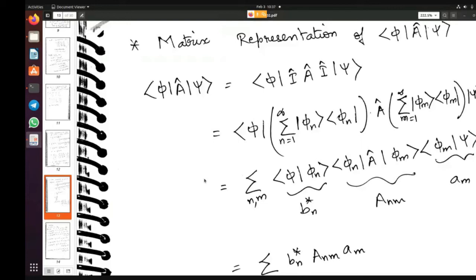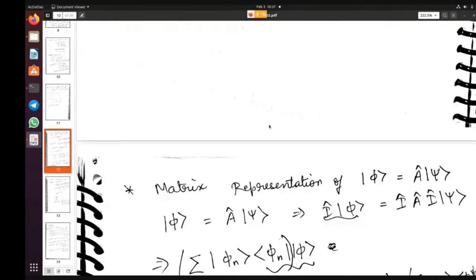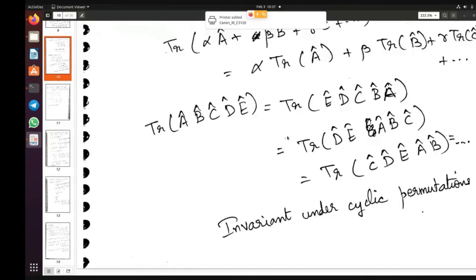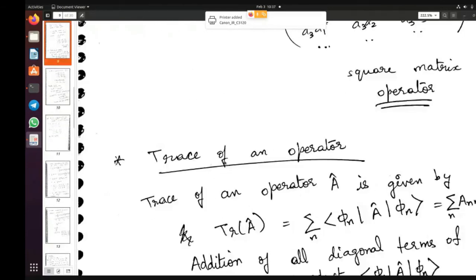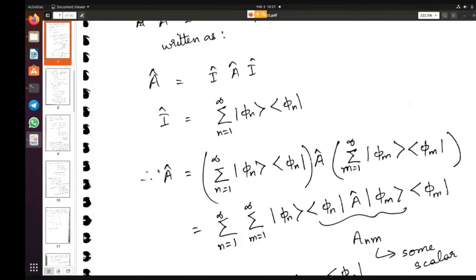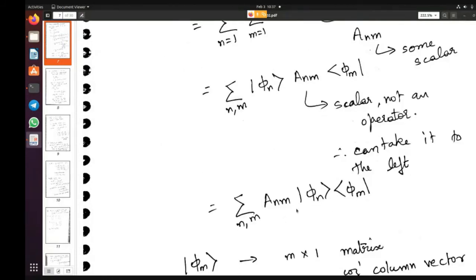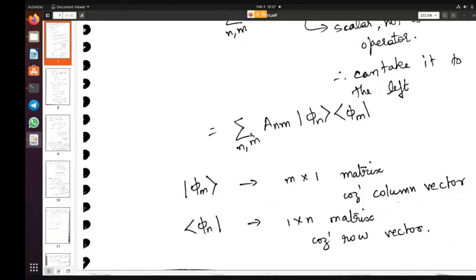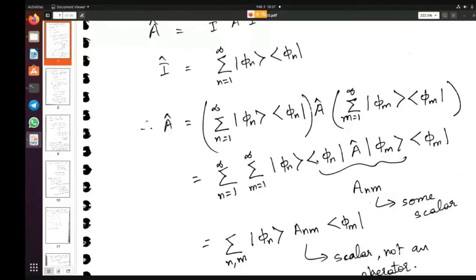Ma'am, can we convert any kind of operator to the matrix form? Yes, any operator can be converted, just like we did it here, no? Where did we do it? Somewhere we did it here. Here we did it, right? This A is converted to matrix form. This is like the summation form essentially of the matrix, of the basis set.